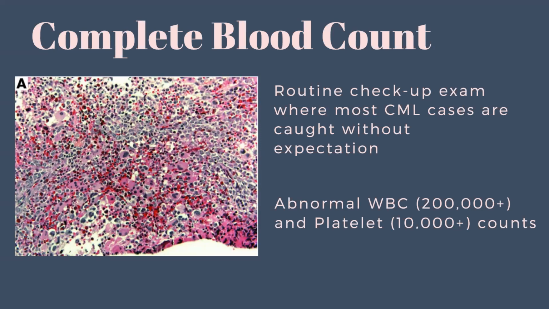I think they take a small sample of a grid and count like 20 cells, and they see if any of them are CML affected, because it's going to be pretty obvious under the microscope. And you'll generally see, and we'll talk about the phases and how this differs, abnormal white blood cell counts, like 200,000 plus, and platelet counts, which is like 10,000 plus.